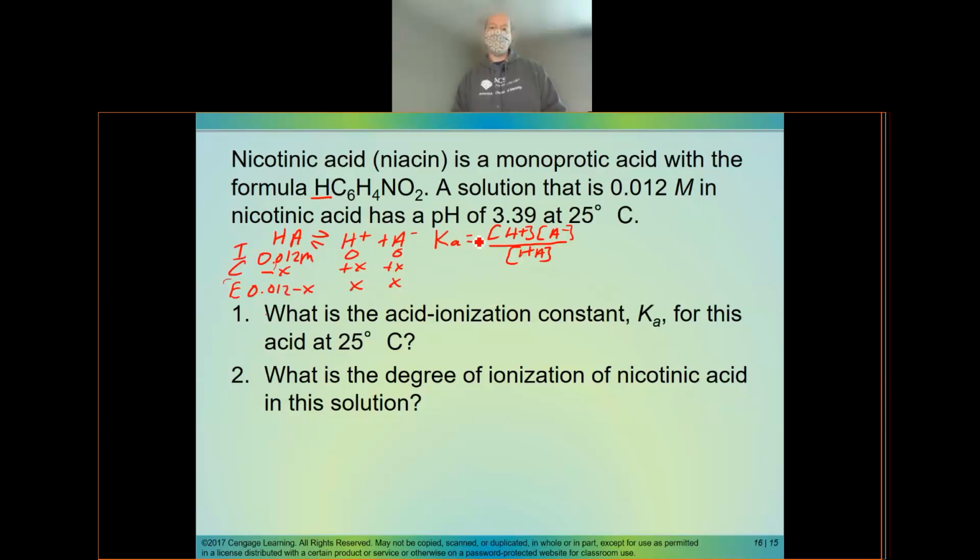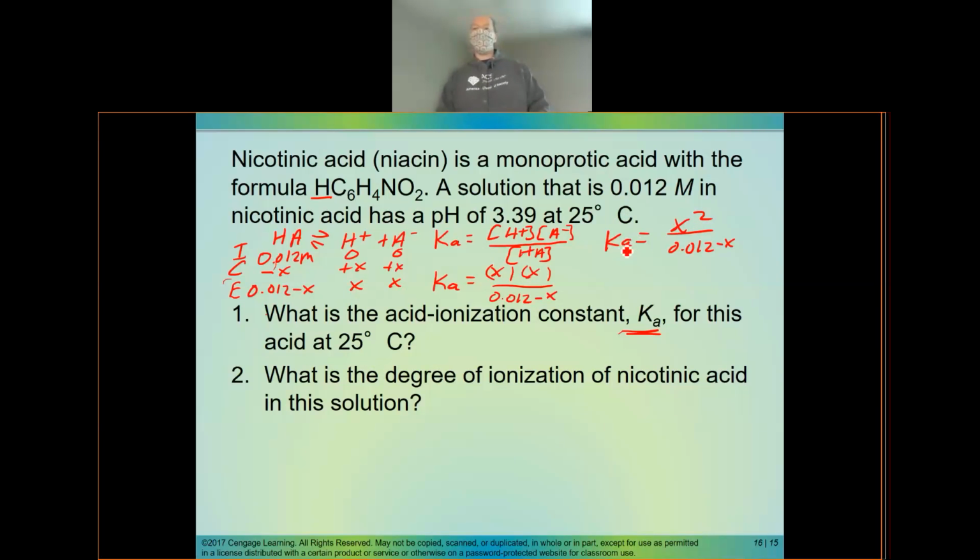And so we plug that into our Ka. The Ka is the H plus, which is X, the A minus, which is also X, divided by the HA, which is the 0.012 minus X. All right, and so now we have that Ka is equal to X squared over 0.012 minus X. And now the question is, what is the Ka? So part one, what is Ka? So we have to find Ka.